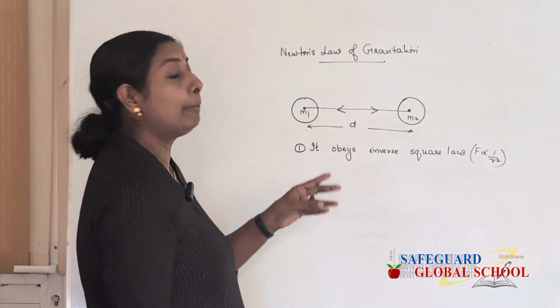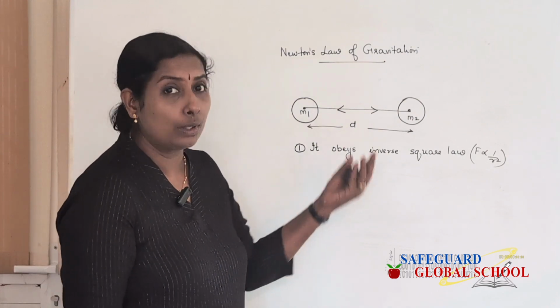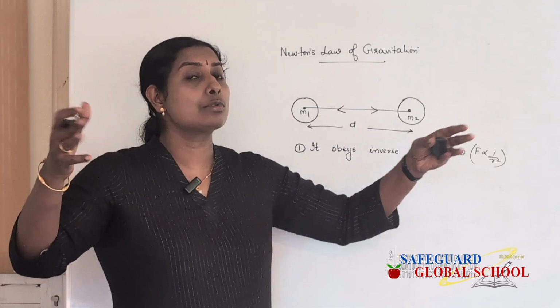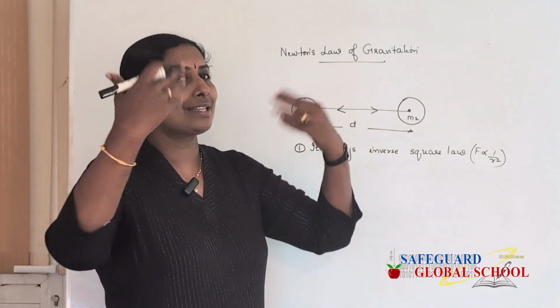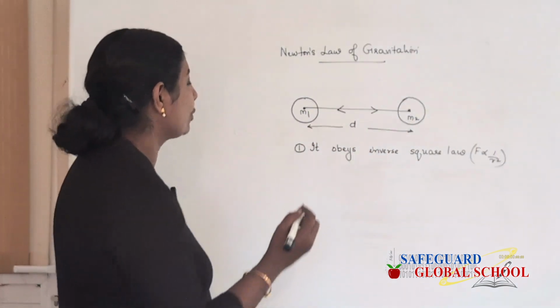Let me give another example of an inverse square law. We know that electrostatic force is an inverse square law. As the distance increases, the force decreases as the square. That is it. It obeys the inverse square law.